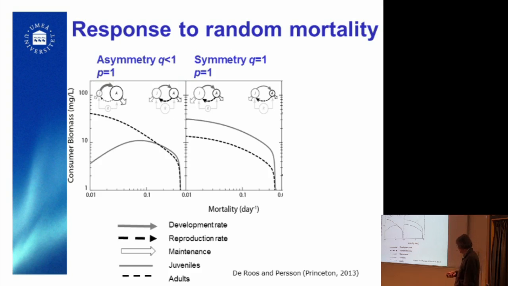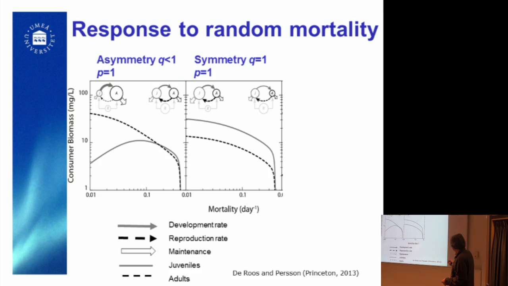If we now increase mortality, and this is a random mortality, what we basically do is release adults from competition by reducing the number of individuals going into the adult stage, but also by taking away adults. This leads to a substantial decrease in the maintenance cost, and we get an overcompensatory increase in adult reproduction rate, which leads to higher juvenile biomass.